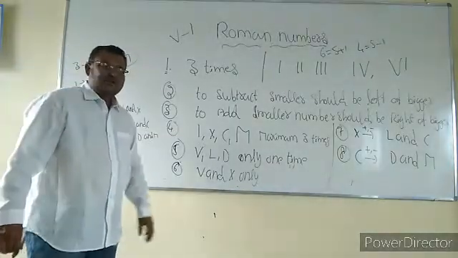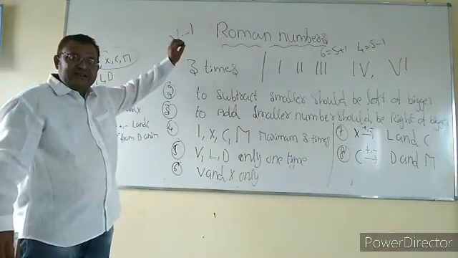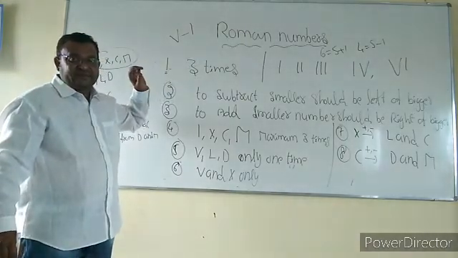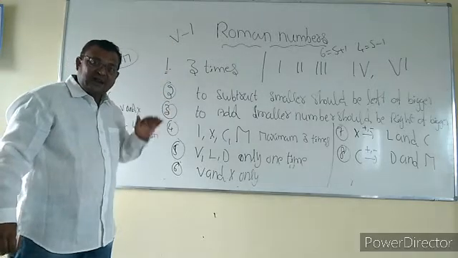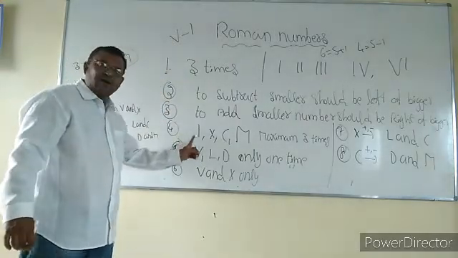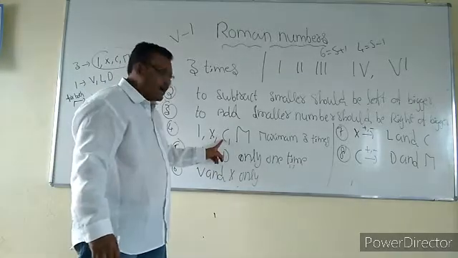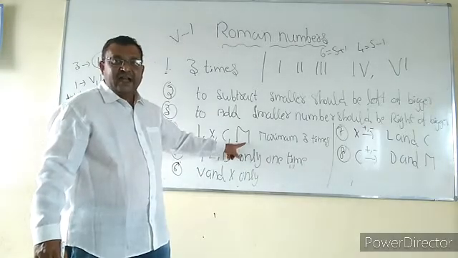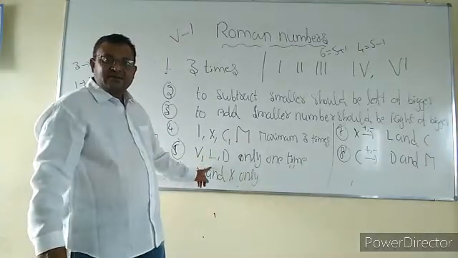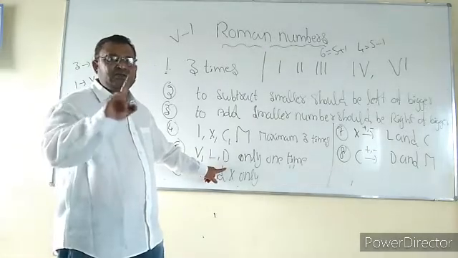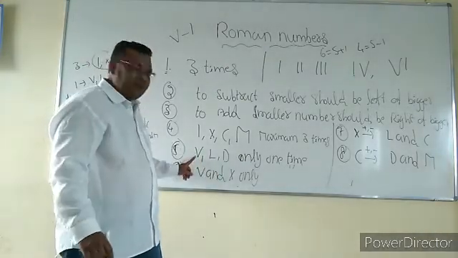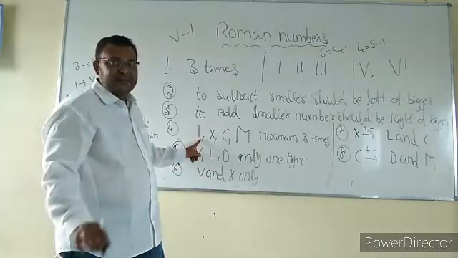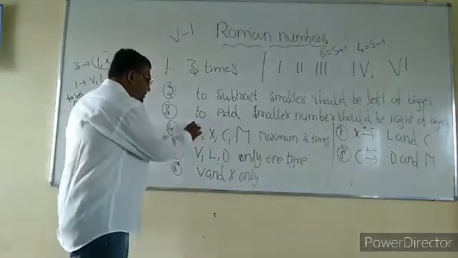So once again, maximum symbols in the Roman symbols we can use 3 times. In that 3 times, are all symbols allowed? No. Only 1, 10, 100 and 1000 are allowed to use 3 times. And the remaining symbols 5, 50 and 500 are allowed to use a single time. V should not repeat, L should not repeat and D should not repeat. And these can repeat maximum 3 times, not 4th time. So these rules we have to remember.